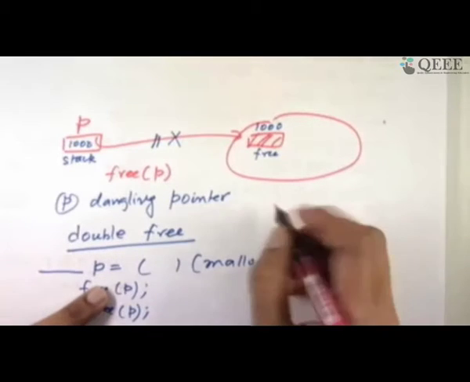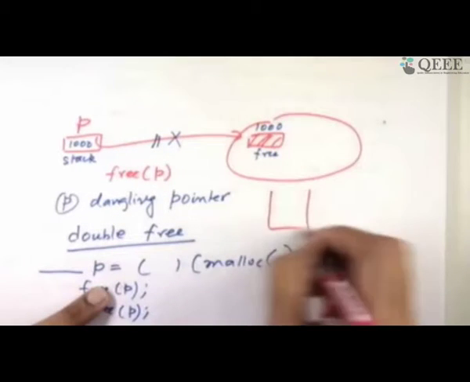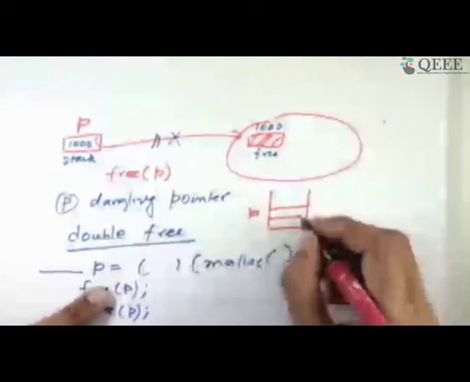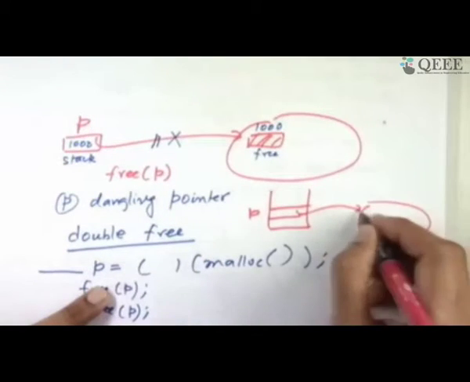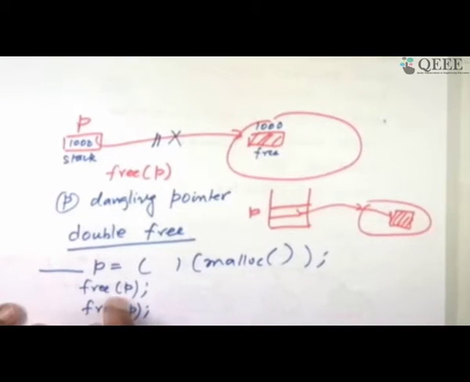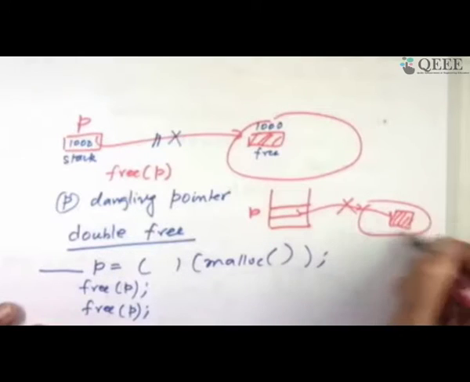So you have done this. What you do when malloc has been done: here is your stack, and on the stack there is a place for P, and P has an address which is there on the heap. This is what has happened. This space has been returned back to the heap.